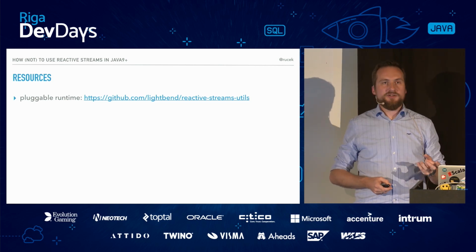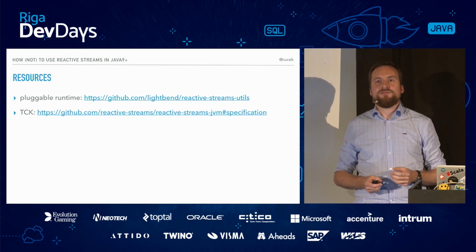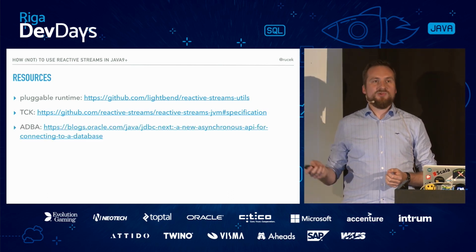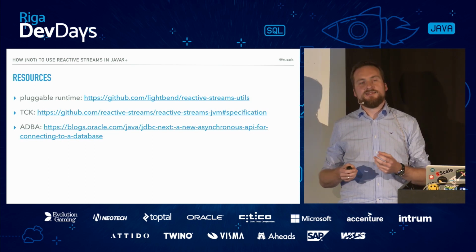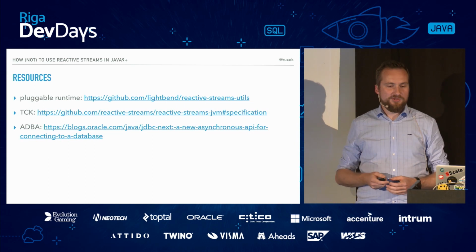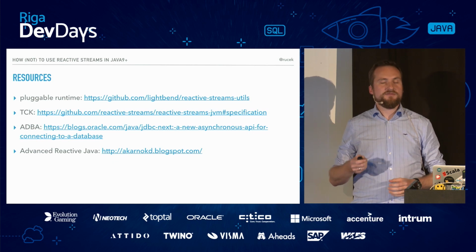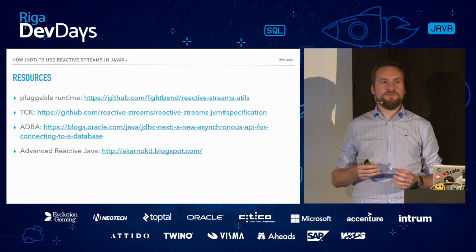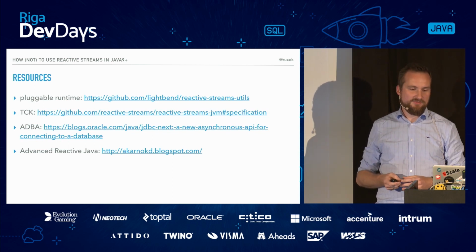So the first one is the pluggable runtime from Lightbend, the Reactive Streams utils. This is the TCK I mentioned, so if you want to see how non-trivial it is to implement it, please just have a look at it. There is a blog post about ADBA, which is the async database connectivity, like the async JDBC. And as I said, unfortunately, probably they are not going to support the reactive interfaces, but well, who knows? And there is a nice blog series about advanced reactive Java. So this basically covers stuff like if you really wanted to implement some of the interfaces yourself, what you should look at, what pitfalls there are. So this is really a nice place to have a look at.